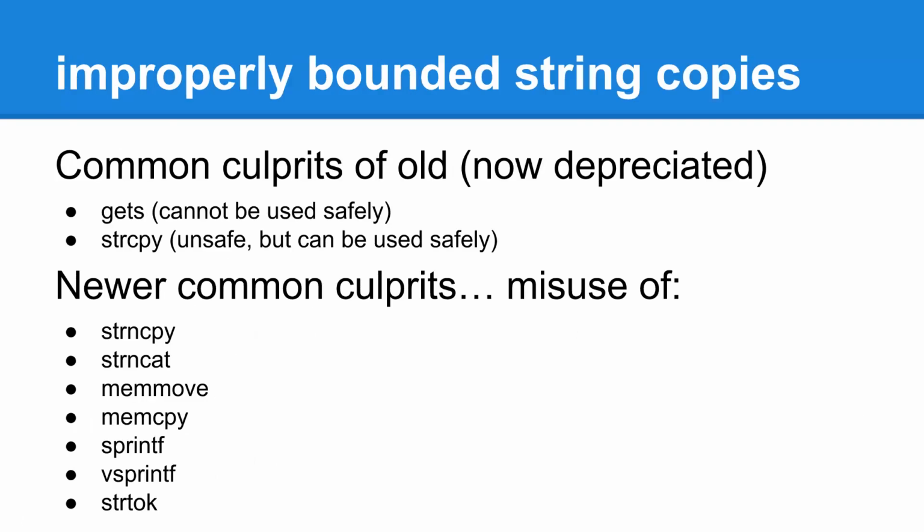The common culprits of buffer overflows that all C developers should be aware of are gets and strcpy. These have caused many historical problems. gets just cannot be used safely. strcpy can be used safely when copying around static strings, but is commonly unsafe when handling any form of user input. Newer culprits of buffer overflows involve the misuse of strncpy, strcat, memmove, sprintf, strtok, etc.